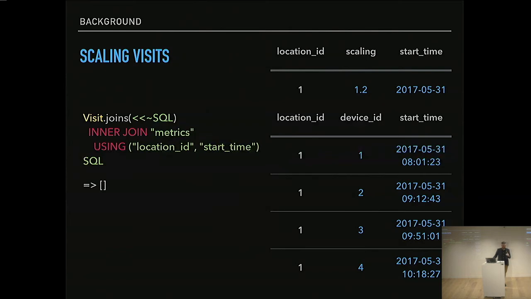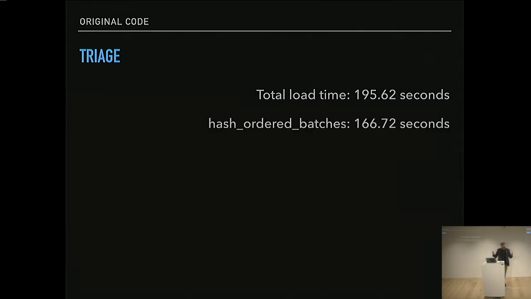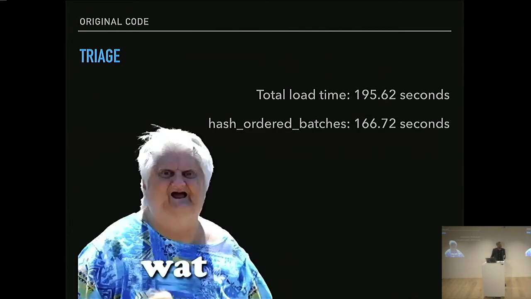So the first thing I thought was, let's find the longest running queries. What's taking the longest, and just triage it. The longest query I found, and I intentionally chose a massive data set to really make this big, came in at 195 seconds. It's kind of an arbitrary figure because it's just for this large data set. But of that, 166 seconds was spent on just one method called hashed ordered batches, at which point I just went, what? What's a hashed ordered batch? That's an extraordinarily long time to spend on just one method.